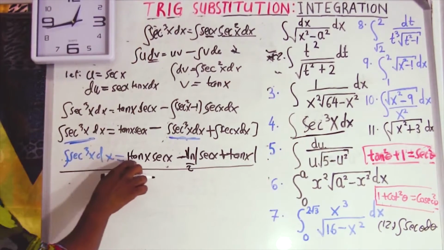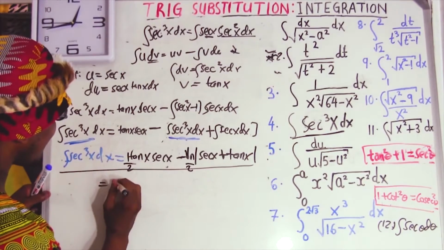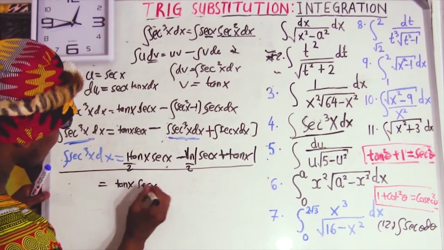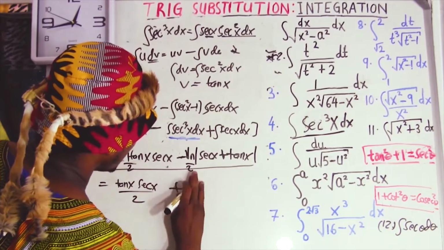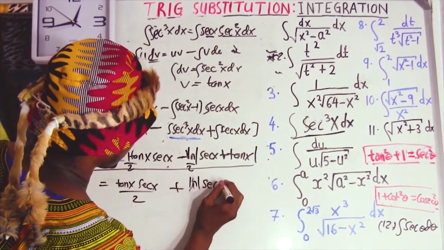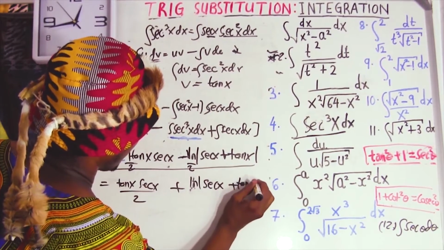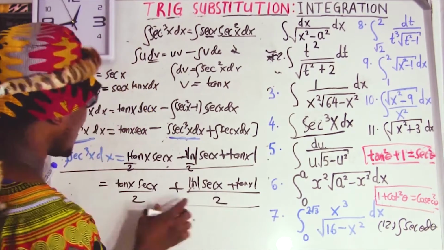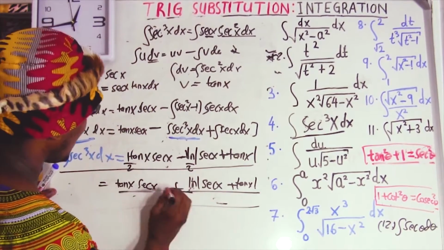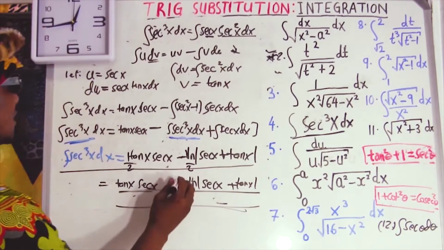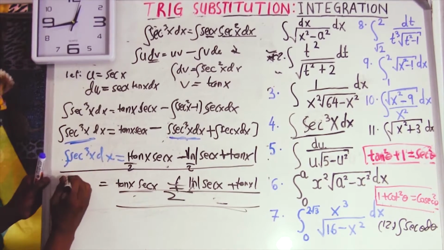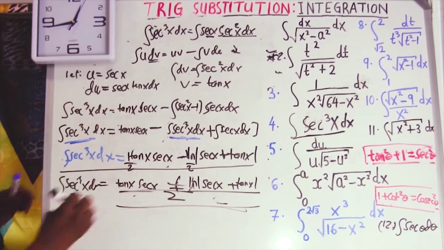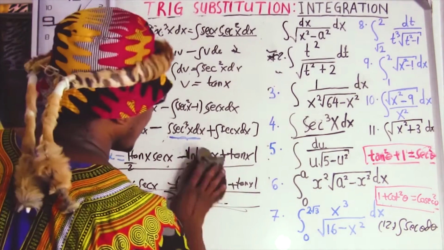So I'm going to remove this because from the question they say find integral of sec cube. So the integral of sec cube is tan x sec x over 2, plus ln of sec x plus tan x over 2. Same thing. Or you can put 2 as 1 over 2, however you think is convenient. Okay, this is integral of sec cube dx. So we're done, go to question number 5.